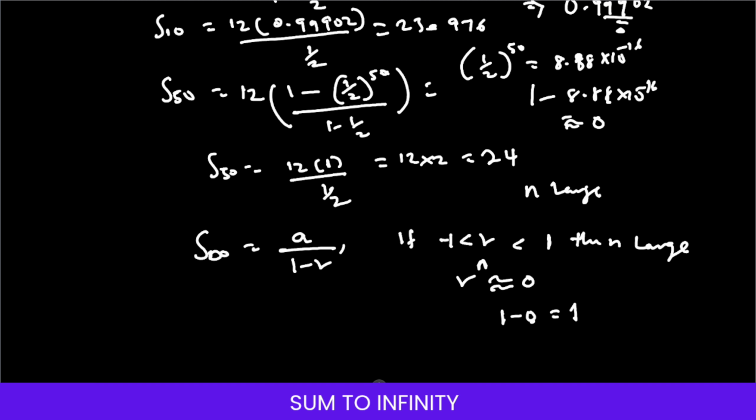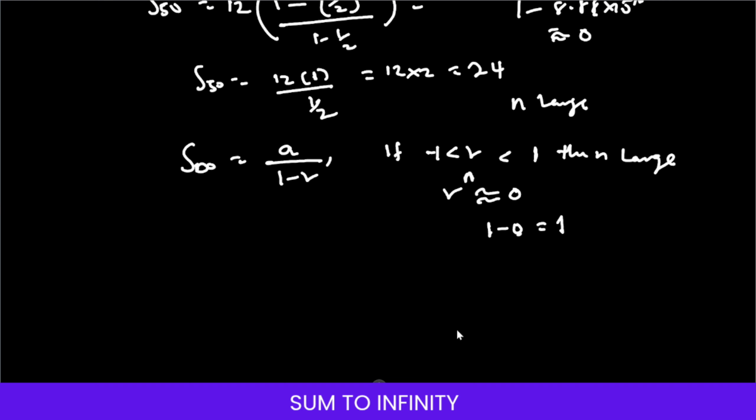So anytime a question is given to you where the value of r is a fraction or is less than 1, let me put it that way, it's less than 1, then you can say that the sum to infinity is given by a all on 1 minus r. Thank you very much, and then we are going to solve more questions under this.